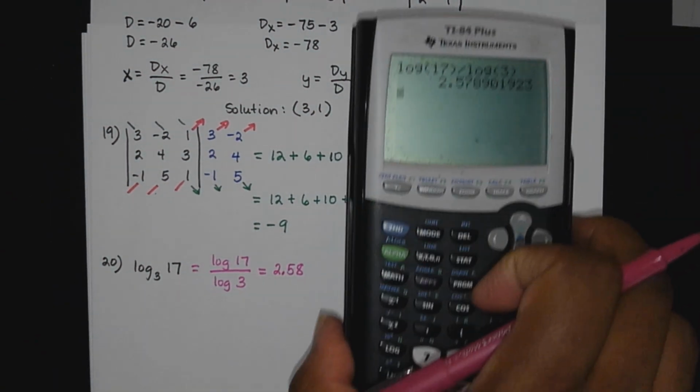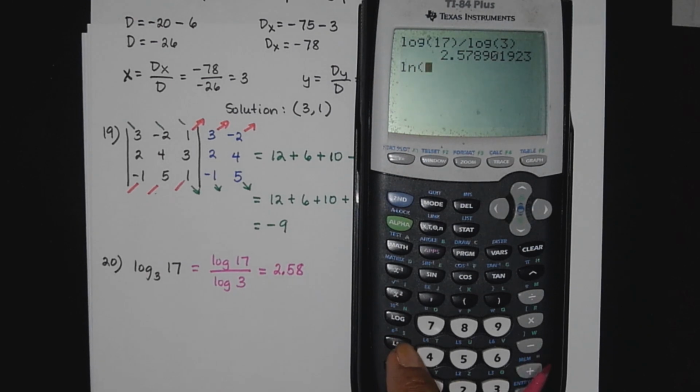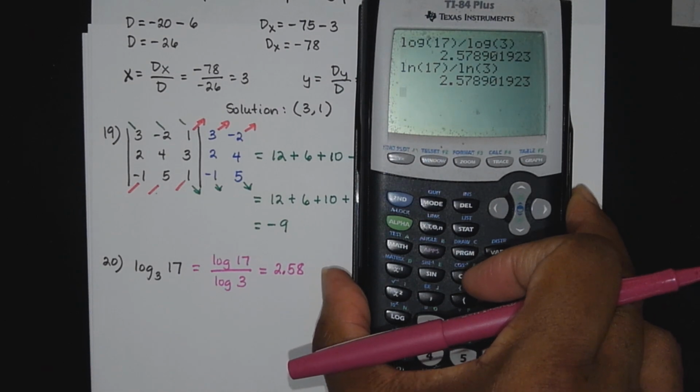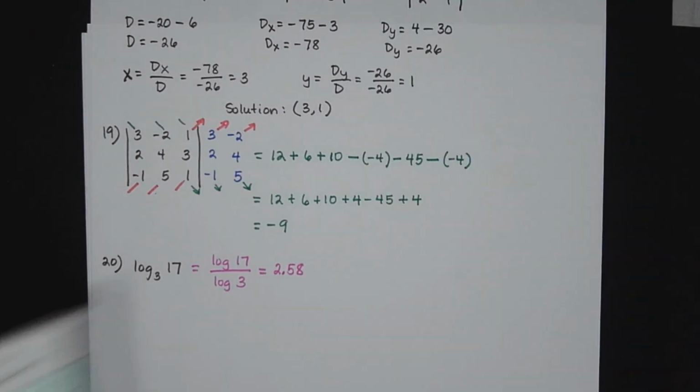Now, of course, you could use the ln if you want to, and you'll still get the same answer. ln 17, close parentheses, divided by ln 3, close parentheses. Same answer. All right, questions on number 20.